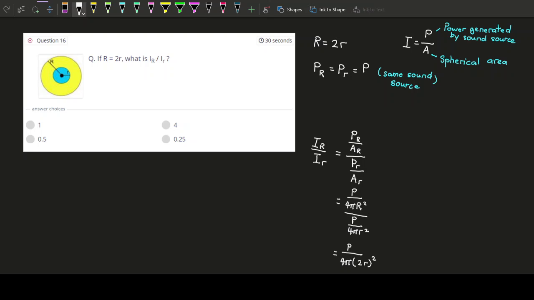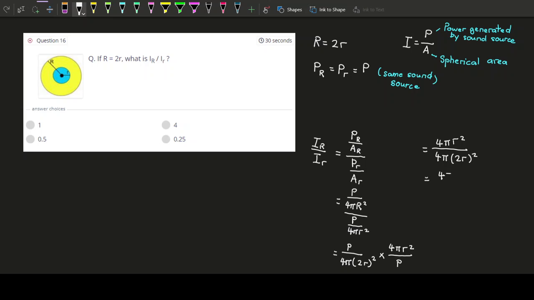Times, okay, I flip the bottom up, multiply by P over 4 pi r squared. Okay, now I continue it here. The P and the P you cancel. So we are left with 4 pi r squared on top, 4 pi, 2r squared at the bottom.